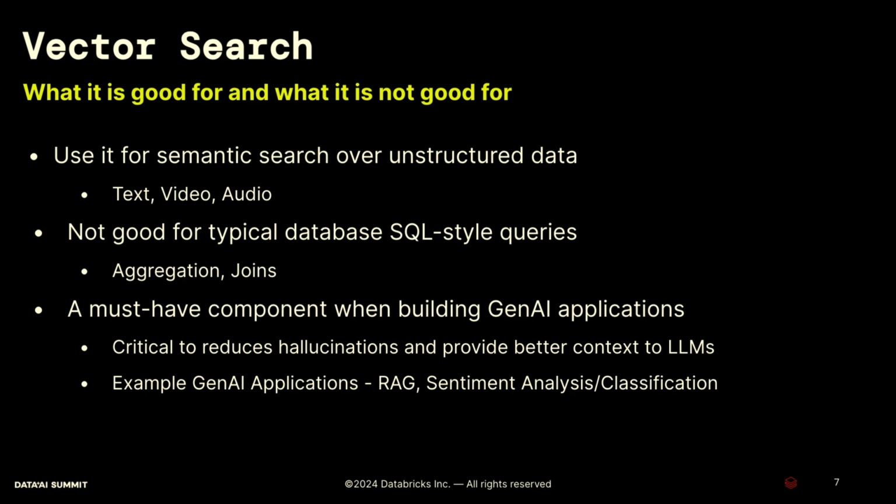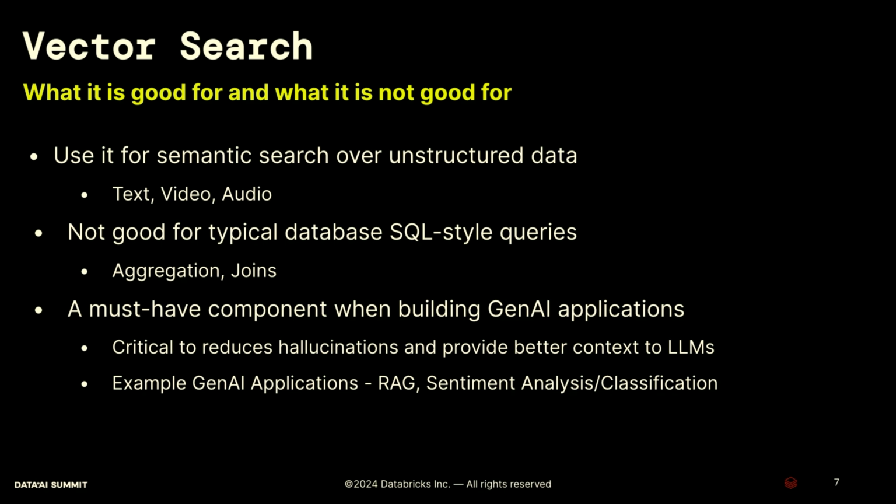But it is definitely not good for traditional SQL-style database queries. A few times customers come to me and say, oh, we have some data in our Postgres. We want to run some aggregations. Can I use vector search for it? The answer is maybe you can. You can come up with some fancy algorithms to do it. But really, that's not the strength of it. You should always think of vector search as a tool when you're trying to process unstructured data and you're trying to do semantic search. And as it turns out, with the emergence of Gen AI technologies, this has become a must-have component when you're trying to build Gen AI applications.